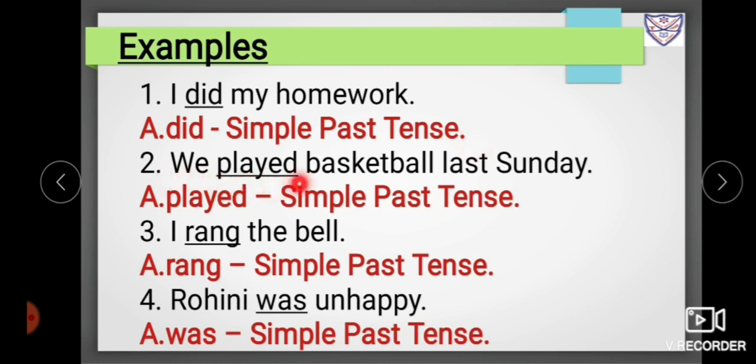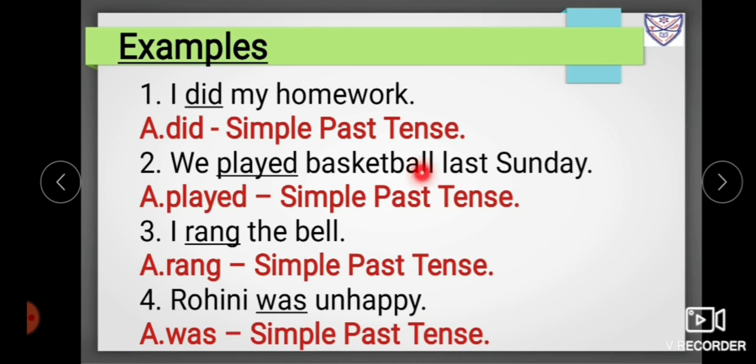Number 2, we played basketball last Sunday. Now over here played is a verb which is in simple past tense, as it shows an action which has been already done or completed somewhere in the past time. So we can say that it is in simple past tense.